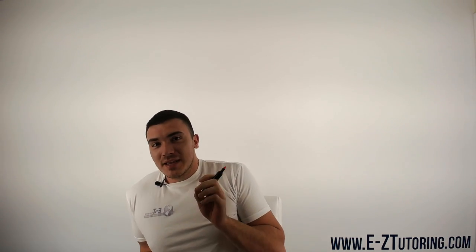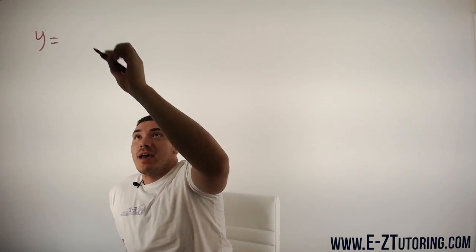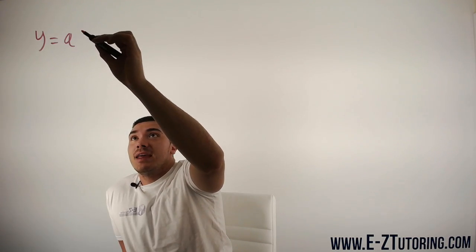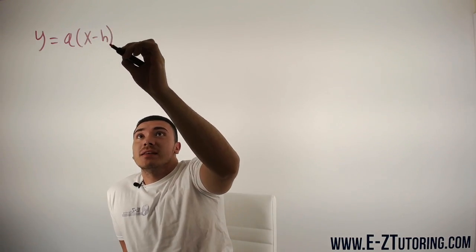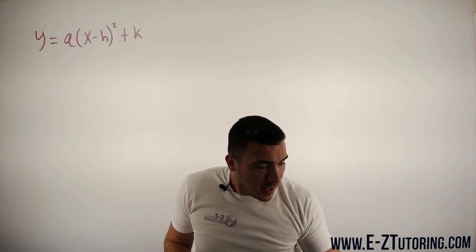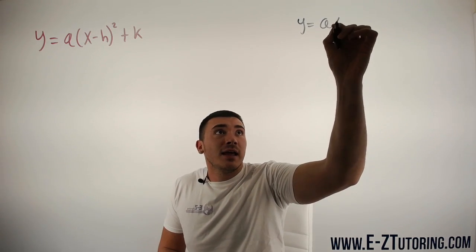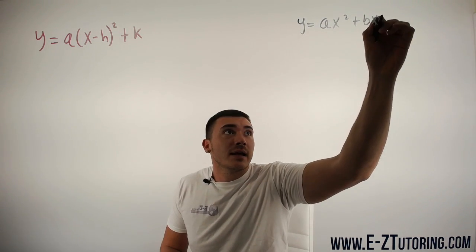Today we are going to cover how to graph parabolas. Now, parabolas come in a quadratic form. They can come in a vertex form or a standard form. I will cover both. So starting off with the vertex form, we have y equals a times (x minus h) squared plus k. And I'll just go ahead and write the standard form here. The standard form is ax squared plus bx plus c.